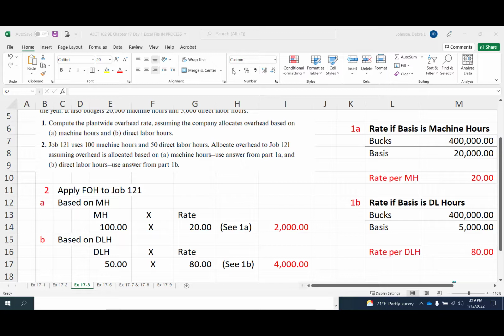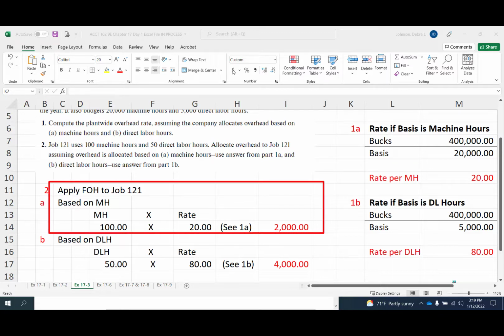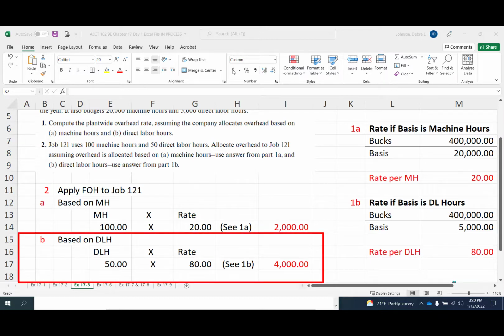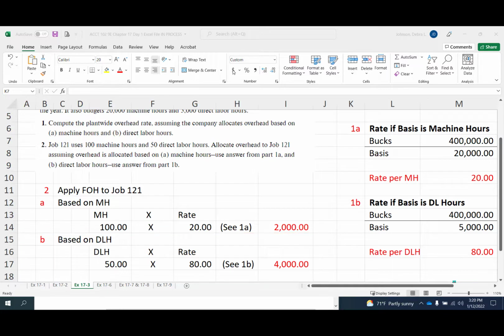Based on the 100 machine hours that the first product took, the first job, 121, it would be allocated overhead of $2,000. If direct labor hours were chosen as the preferred basis, then that job using direct labor hours would have resulted in $4,000 of overhead allocated to it.